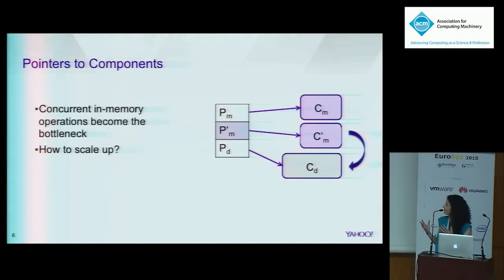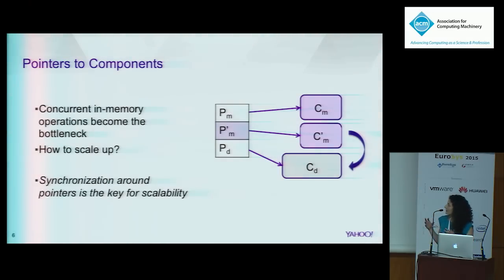The major bottleneck of current existing key-value stores is their limited in-memory concurrency. The challenge these systems face is how to scale up with available hardware resources, and specifically with the number of CPU cores. It seems that the key for scalability is the synchronization around this pointers data structure.